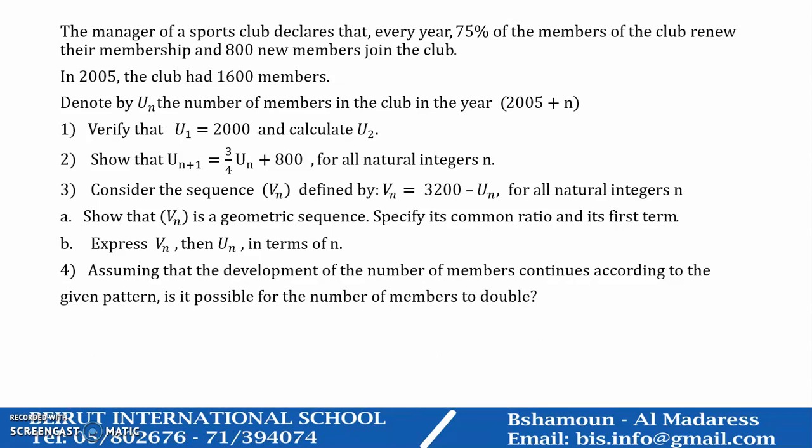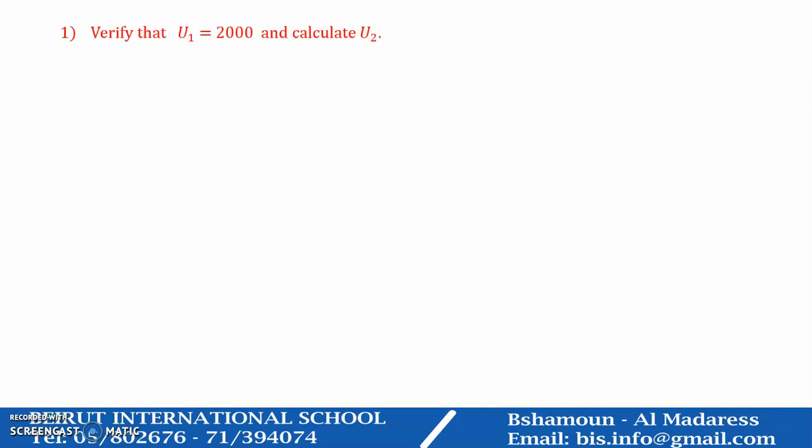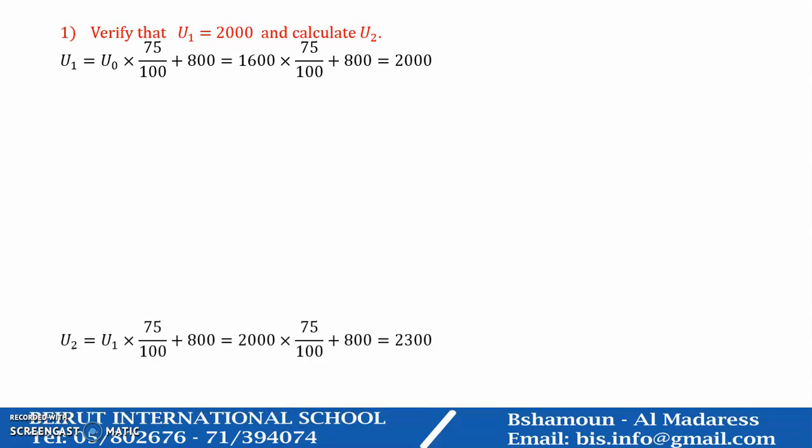The last question is: is it possible for the number of members to double? And that's what we are going to answer in this question. First of all, they ask us to verify that U1 equals 2000. We know that 75% of the original number of members of the club remains, and the first one, U0, is 1600. So I can write in this case U1 equals U0 times 75% plus the 800 new members, so we obtain 2000.